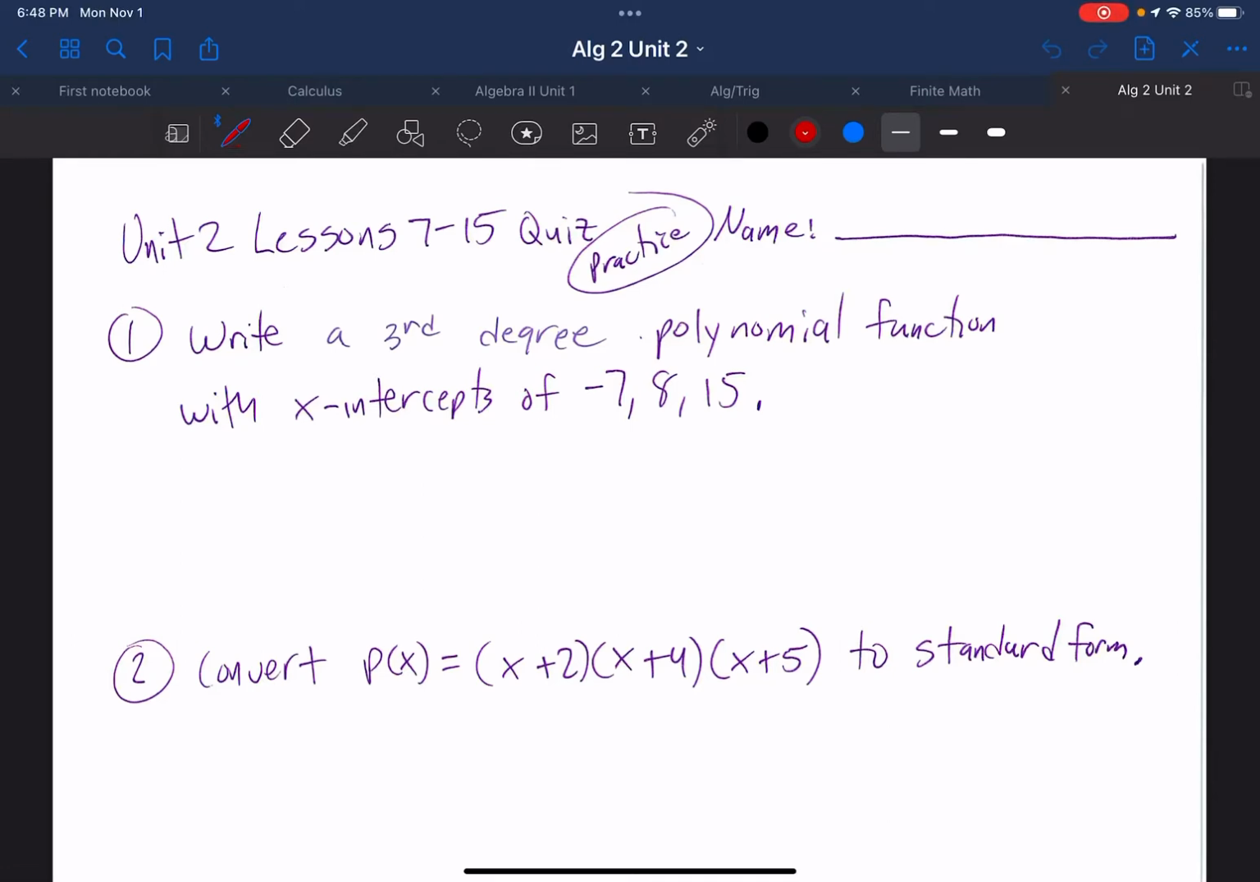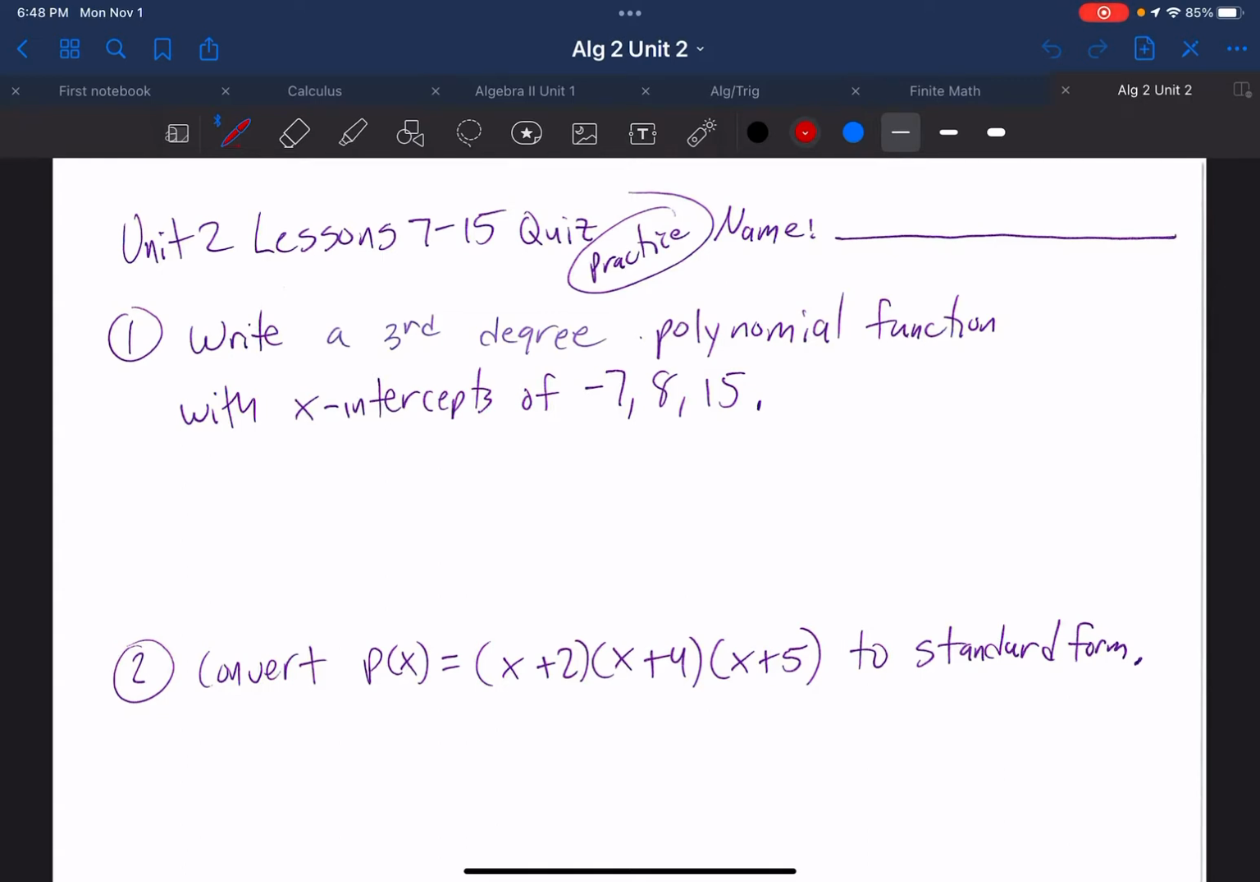All right, welcome to Unit 2, Lessons 5 through 15 quiz. This is a practice quiz, just for us going through to make sure we're ready for the real quiz. It'll be the same type of questions, just changing the numbers around, things like that.